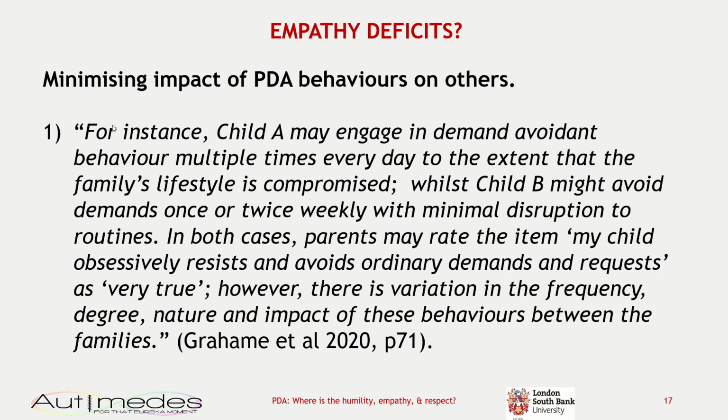So I'm just going to say the quote. For instance, child A may engage in demand avoidant behaviour multiple times every day to the extent that the family's lifestyle is compromised, while child B might avoid demands once or twice a week with minimal disruptions to routines. In both cases, parents may rate the item "my child obsessively resists and avoids ordinary demands and requests" as very true. However, there is variation in frequency, degree, nature, and the impact of these behaviours between families.